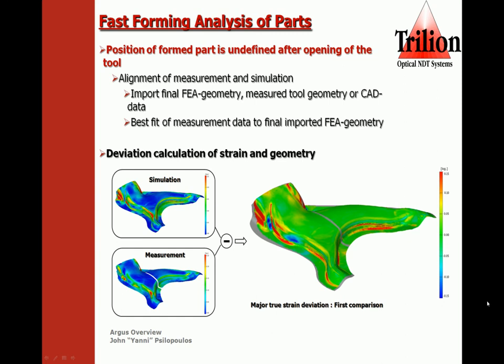Once the part is formed, it is undefined after opening the tool. The way you can change this is that you can align the measurement and the simulation by importing the FEA geometry, the measured tool geometry, or the CAD data, and best fitting the measurement data to the final imported FEA geometry. The result of this gives you a deviation calculation and strain geometry, meaning you can overlay the CAD data to the actual measured data from the ARGUS system directly in our system, and it'll give you a comparison color map and gradient to show you where the part is differing from the actual CAD data.